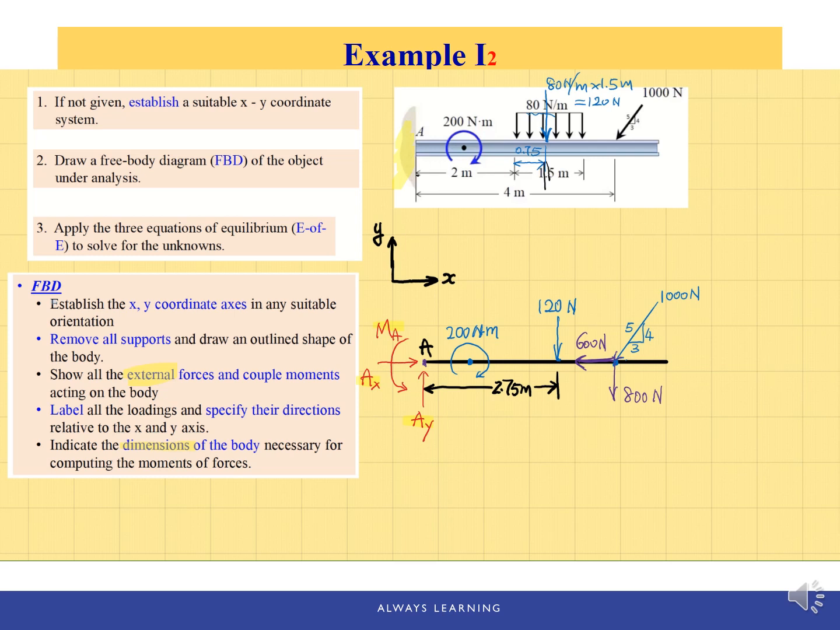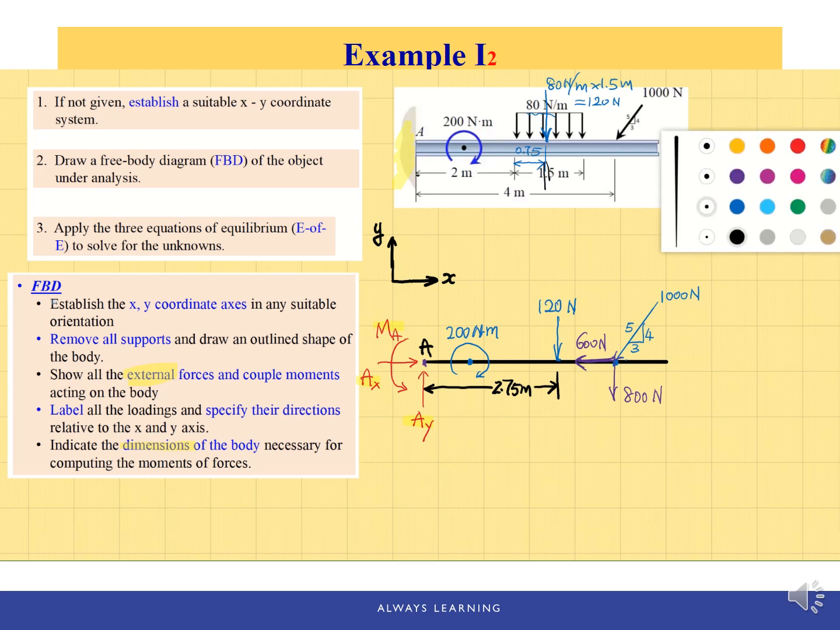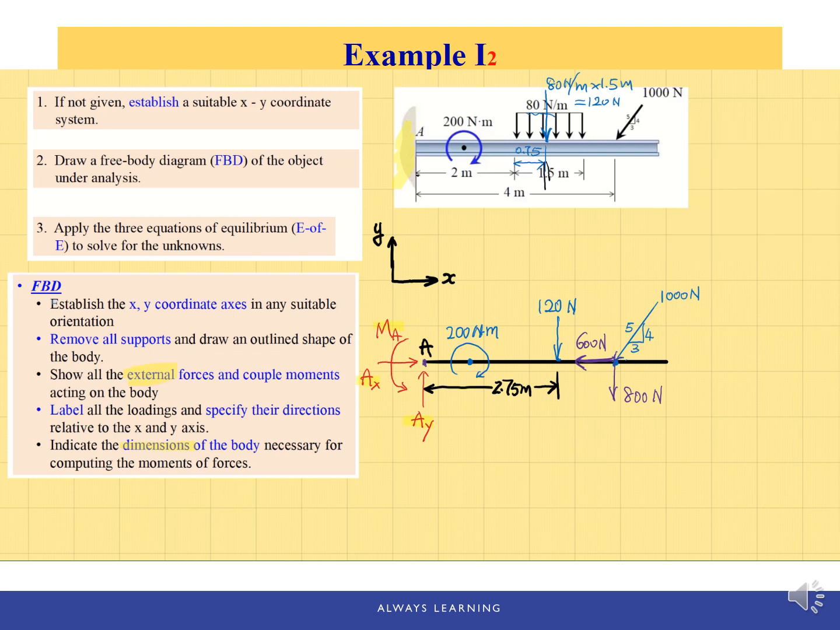And next we have this concentrated load, which is the 1000 Newton concentrated load. So it's 4 meters from point A to this concentrated load. And now this free body diagram is complete.